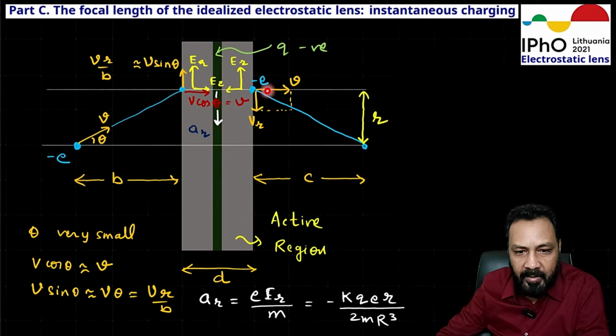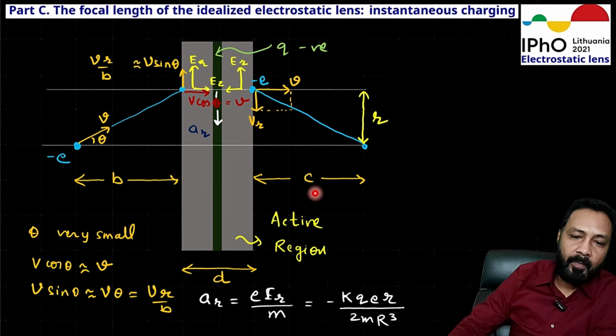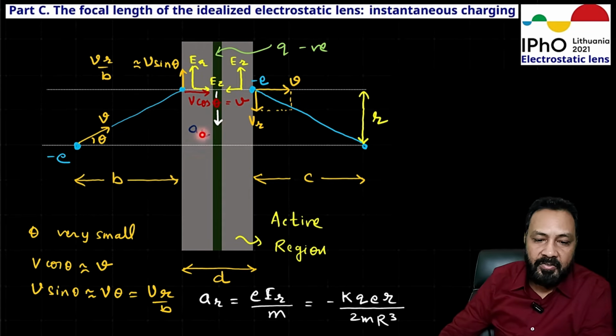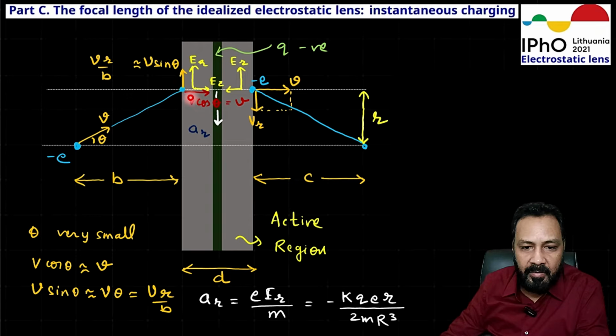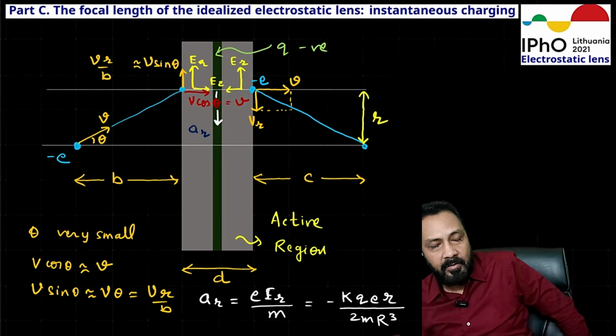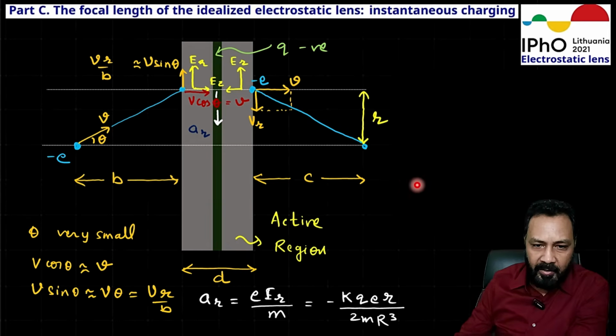This is the velocity. The z component does not change because of the effect of this. Initial velocity was vr by b, and the final velocity in the radial direction is this, and it goes along the net velocity in this path and is being focused at this point, and this is c. In the same way, ar is equal to e Er by m, and we had written earlier the same, where Er is the radial component of the electric field.